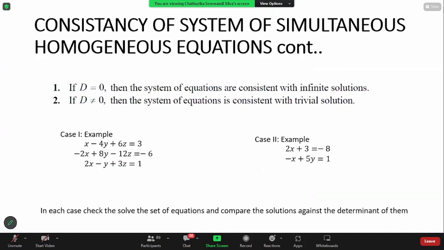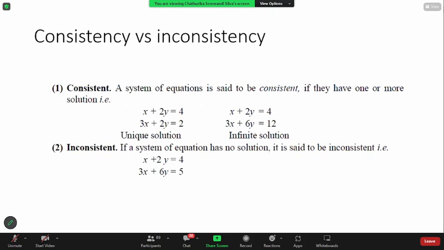Right. Now we are coming to consistency of simultaneous homogeneous equations. First, I'll clarify what we mean by consistent and what we mean by inconsistent. What do you mean by consistent? What do you mean by inconsistent? A system of equations is said to be consistent if it has one or more solutions, right? If they have one or more solutions, then we call it consistent.